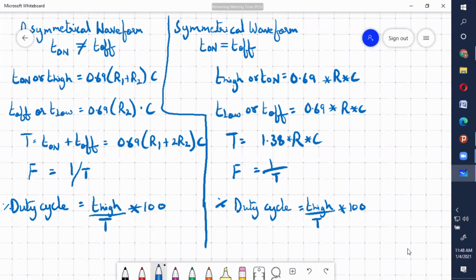We copied, students? Students, have you copied the formulas? Students, have you copied?